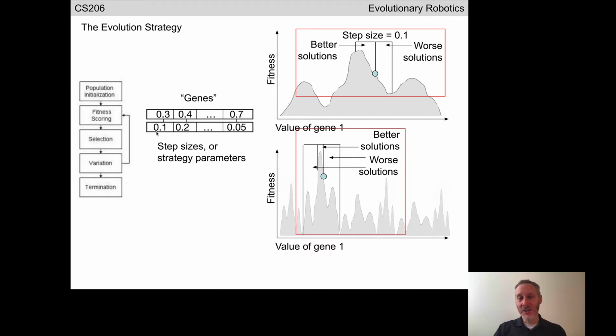In the solution of the evolution strategy, which is to evolve the mutation rates, there's the seed of another problem. What's the problem? We've solved one problem. We're not assuming what the step size should be. We're going to evolve the size of mutations. But that solution, in turn, raises another problem. What is it?